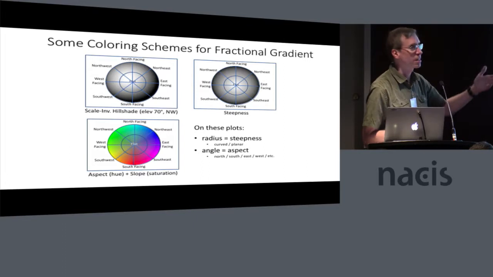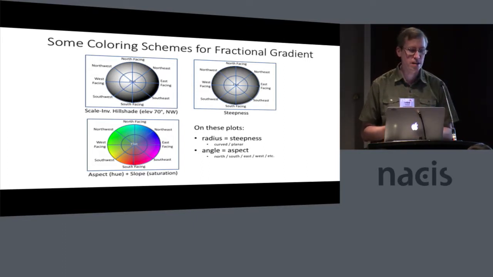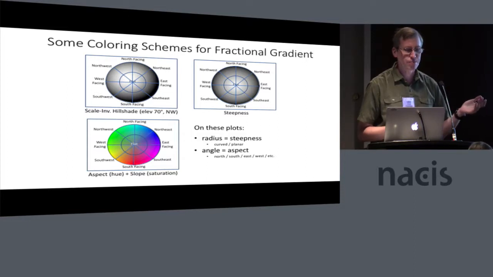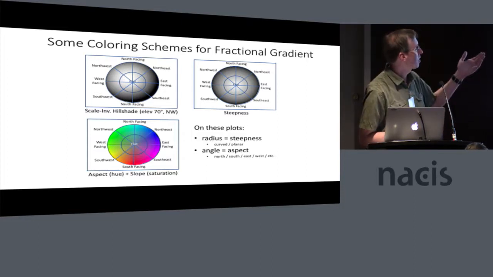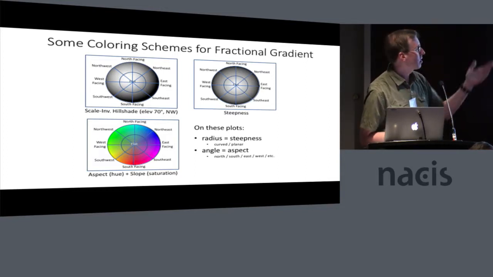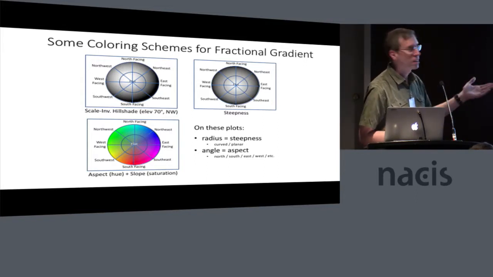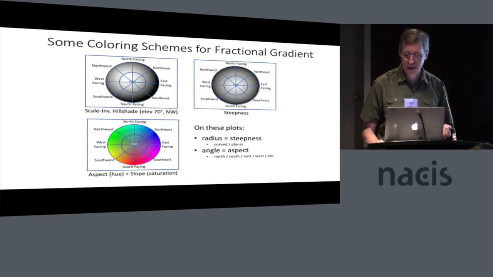And then we can choose how we want to color that. The first image, which we've already seen, is the scale invariant hillshading, where the brightest part of the plot is a little bit to the northwest in the direction of the lighting. We can shade it simply according to steepness, just according to the radius on the plot, or we can use color to show both the slope and the aspect angle.